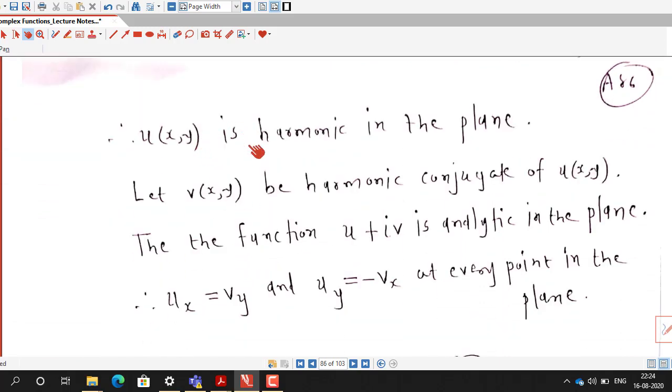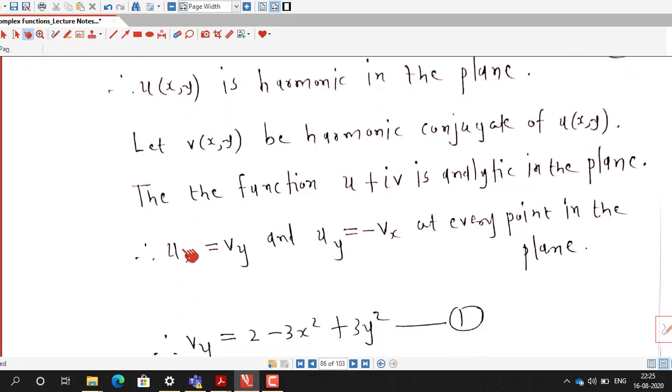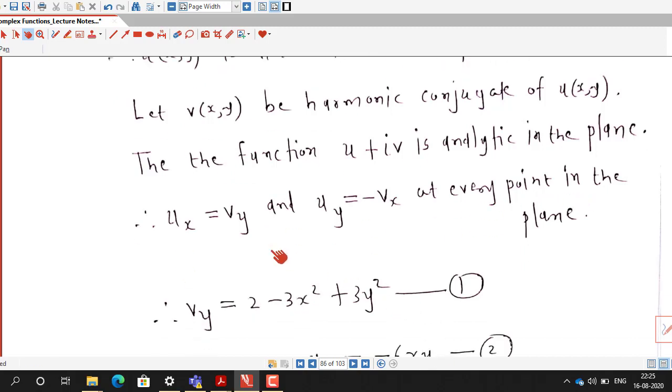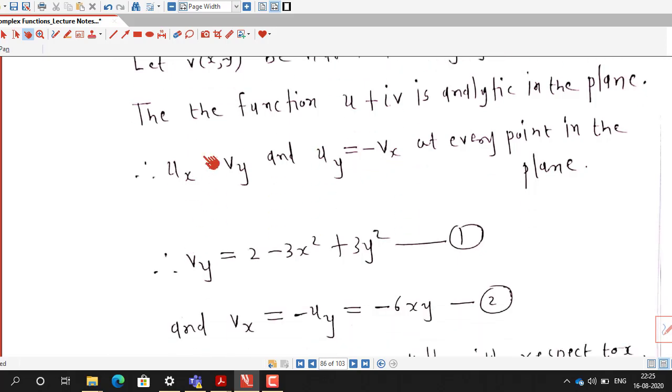Now we assume that v is harmonic conjugate of u. Therefore by definition u plus iv is analytic in the plane. Because u plus iv is analytic, u plus iv is differentiable at every point in the plane. Therefore u and v will satisfy Cauchy-Riemann equations, ux equal to vy and uy equal to minus vx at every point in the plane. Now we have values of ux and uy, so we substitute them here.